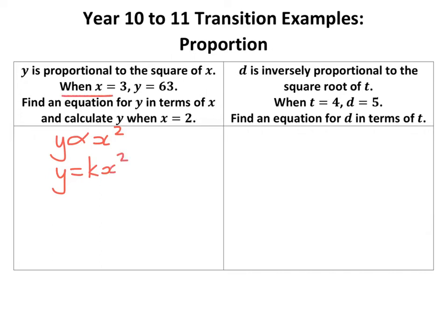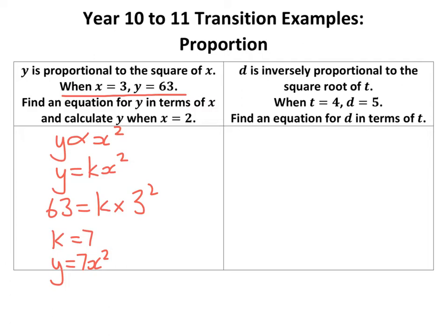We can now swap in these values, so 63 equals whatever k is times 3 squared, so k equals 63 divided by 9, so k equals 7. Now then, this is find an equation for y in terms of x, so here's my equation for y in terms of x. There you go.